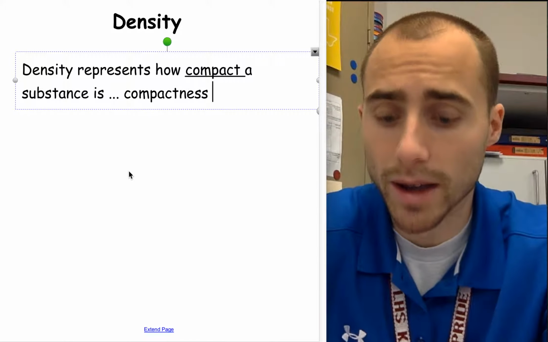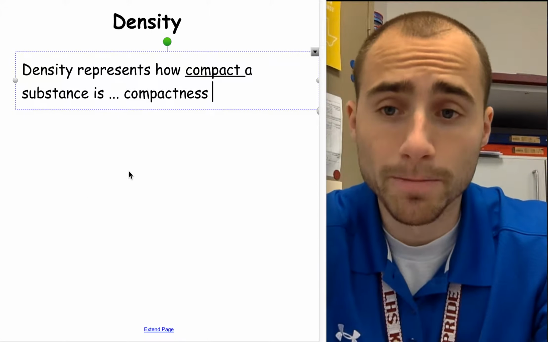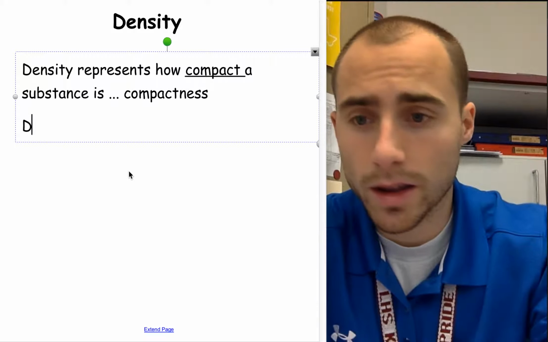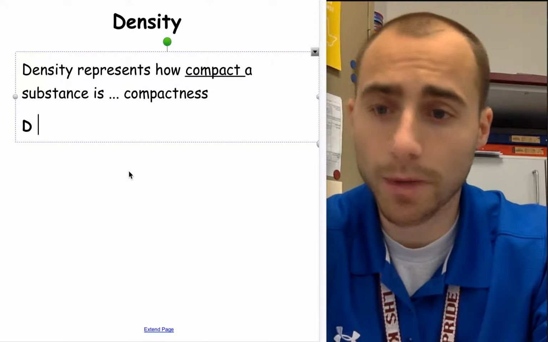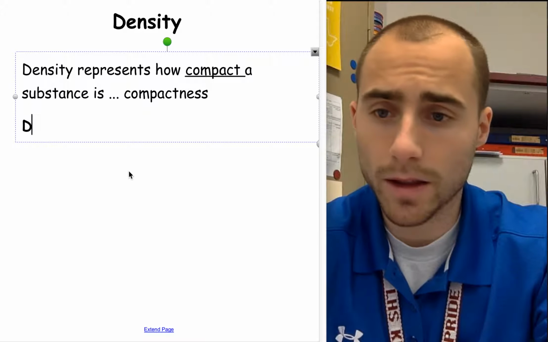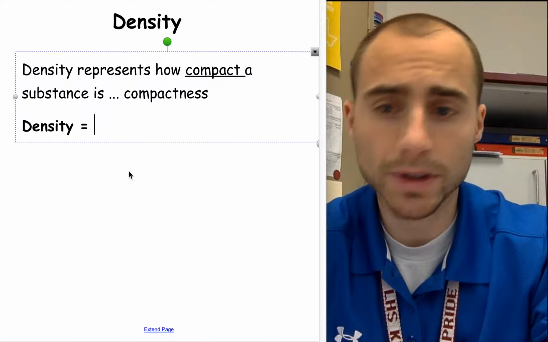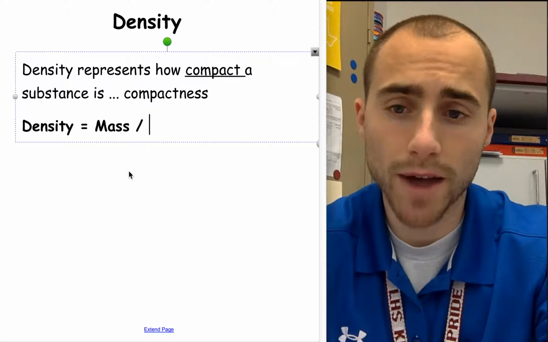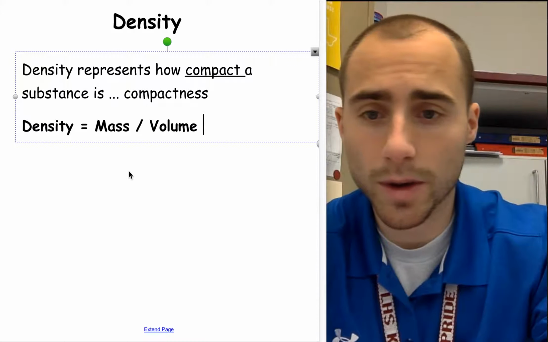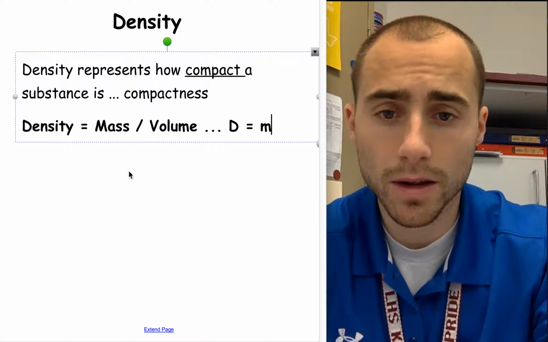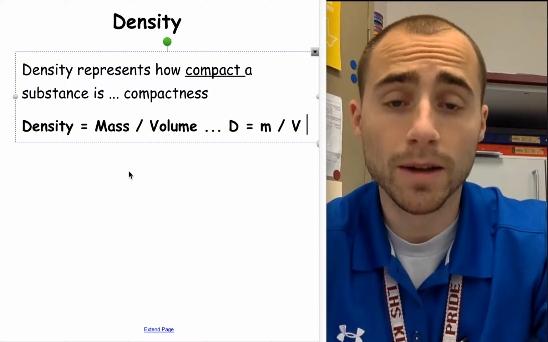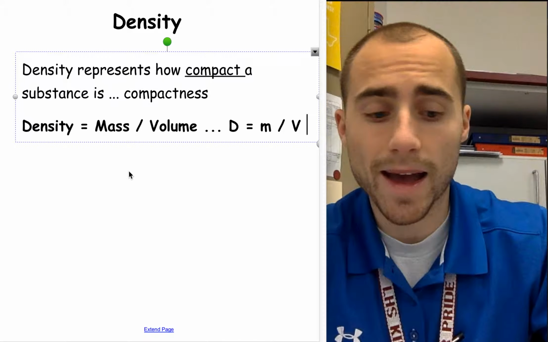and that's something that we're going to explore as we explore density. Now, there is an equation that we use for density, and this equation is exceptionally important. I'm going to bold it. Density, I'll write it all out. Density equals mass divided by volume. So the equation you'll typically see is D equals M divided by V, just like that. Density equals mass divided by volume.